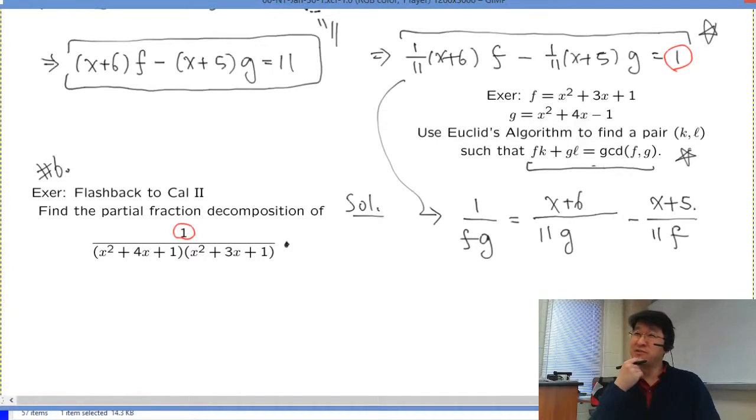If there's a long division, it's not going to work.